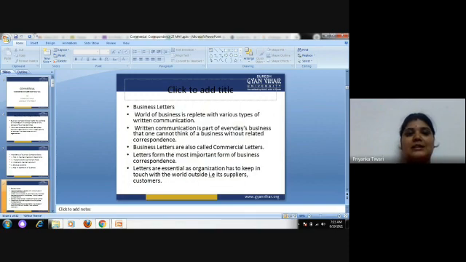So, business letters. The world of business is replete with various types of written communication, and written communication is part of everyday business. One cannot think of a business without related correspondence. Business letters are also called commercial letters, and letters form the most important form of business correspondence. Letters are essential as an organization has to keep in touch with the world outside, that is, suppliers and customers.